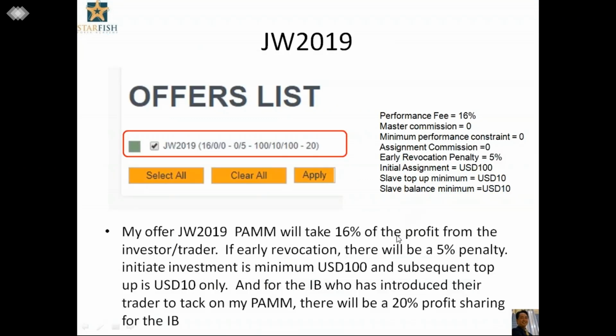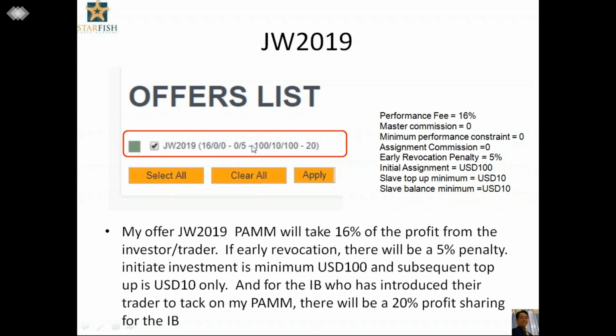Okay, the last thing is about my offer. My offer here is stated here as JW209, 16 says 0 says 0 says 05. Okay, I translate to a meaning. This simply means that our profit of, let's say, 1,160 is mine. Is my profit. Okay, and there's no additional master assignment. Master assignment is 0. Minimum performance also 0. And this 5 here refers to early revocation.